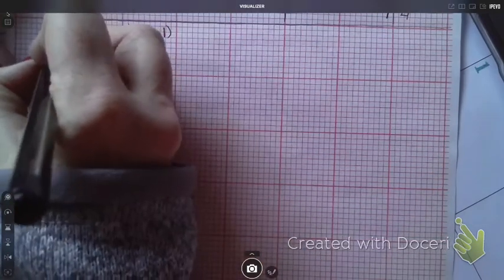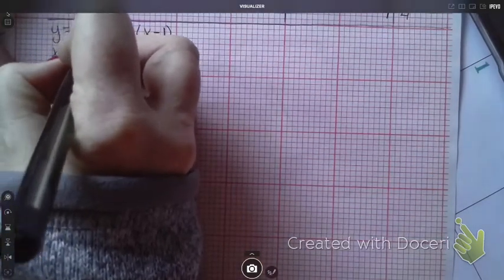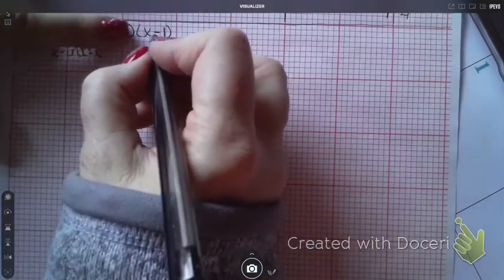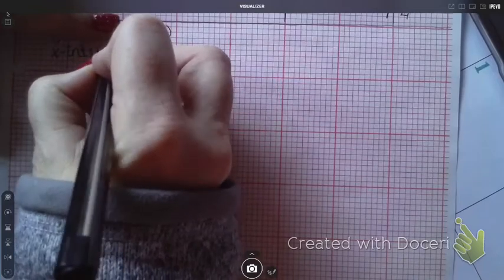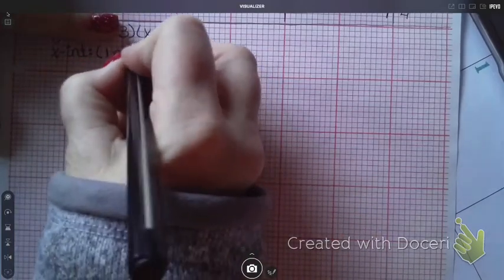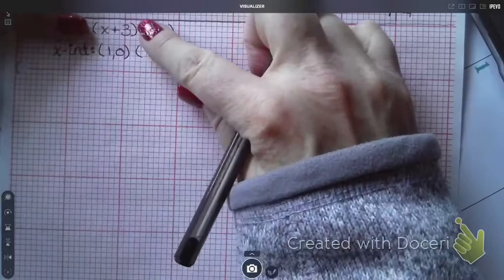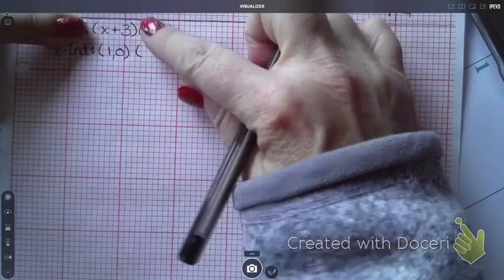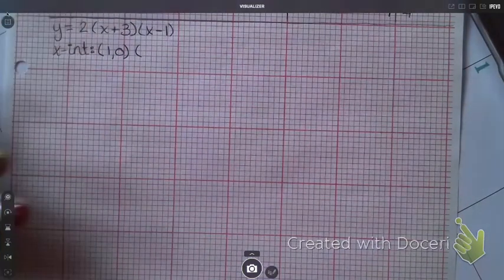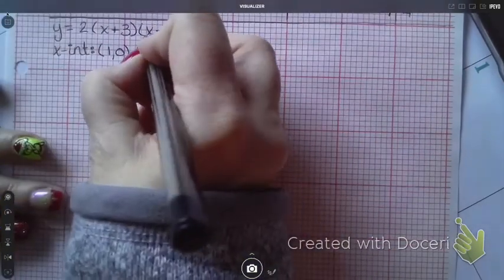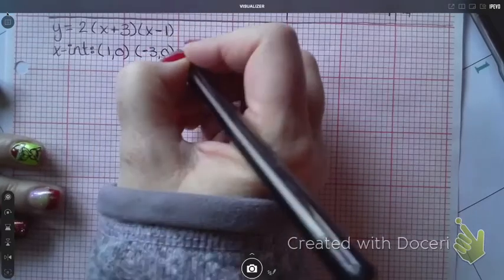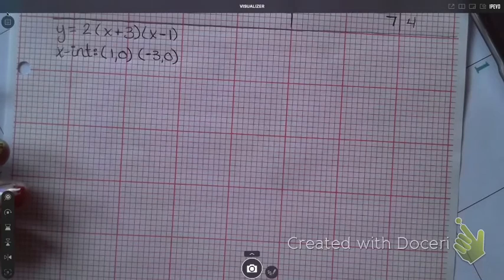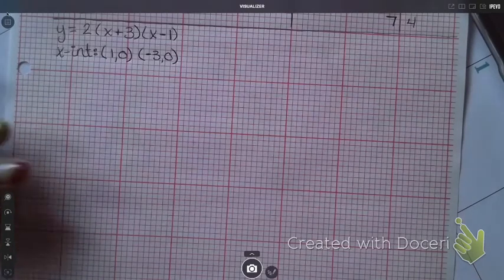So we're going to put x-intercepts, and the first one would be 1, 0. And again, if I set this mini equation equal to 0, so x plus 3 equals 0, I would subtract 3 over. So it'd be negative 3, 0. Do you guys want me to show you me doing that? Anyone need to see it? Okay. So those are my x-intercepts.